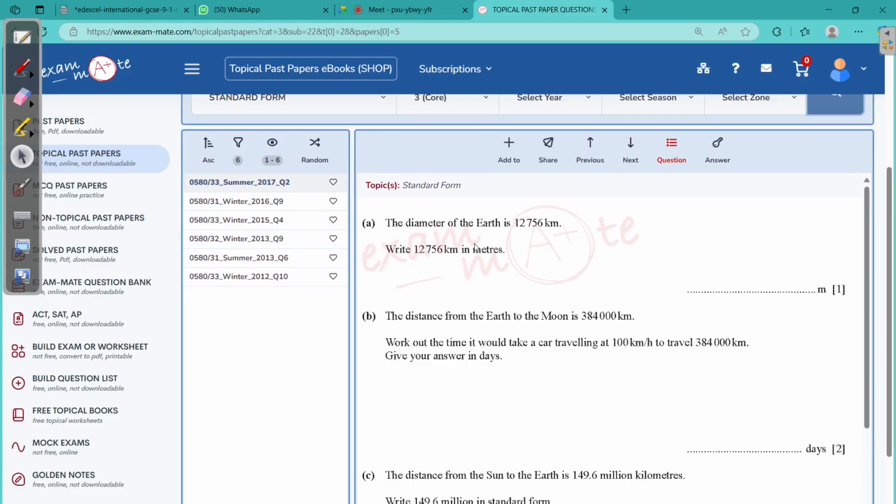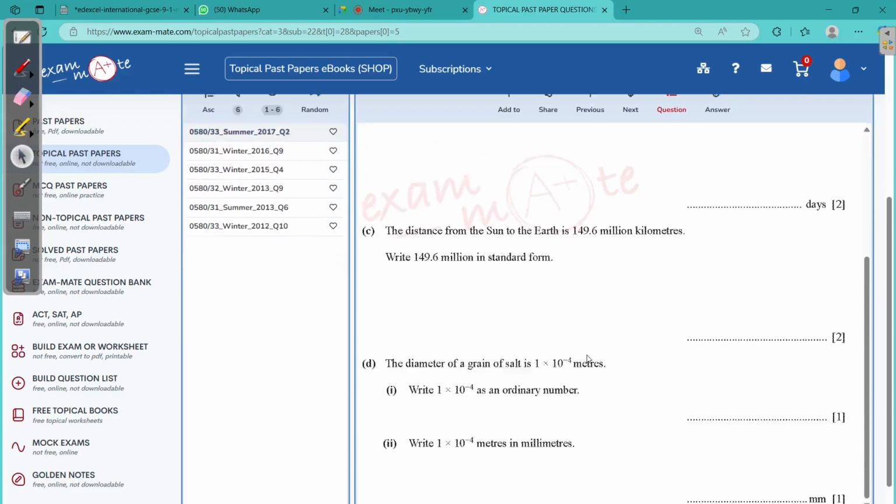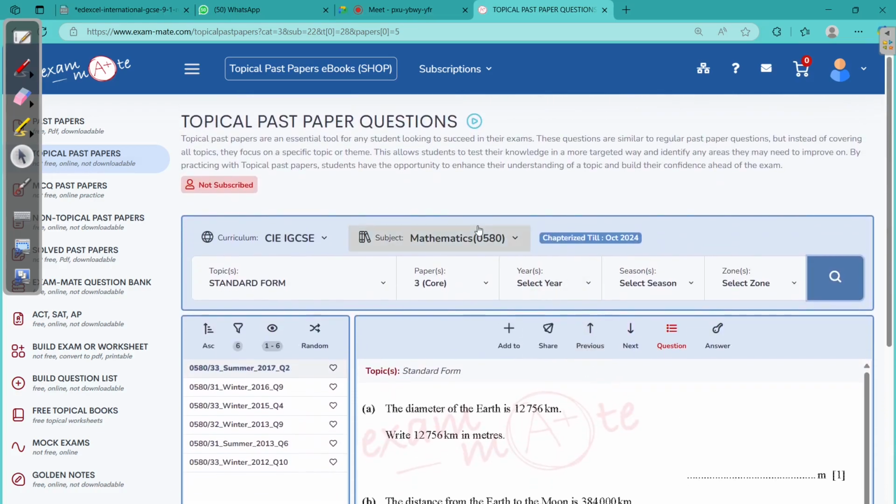Let's say this one. The diameter of the Earth is this many kilometers. Write this in meters. Easy. The distance from the Earth to the Moon is this many kilometers. Work out the time it would take a car traveling at 100 kilometers per hour to travel this many kilometers as well. Yeah, I can do this as well. I think we should do the mix-up questions.